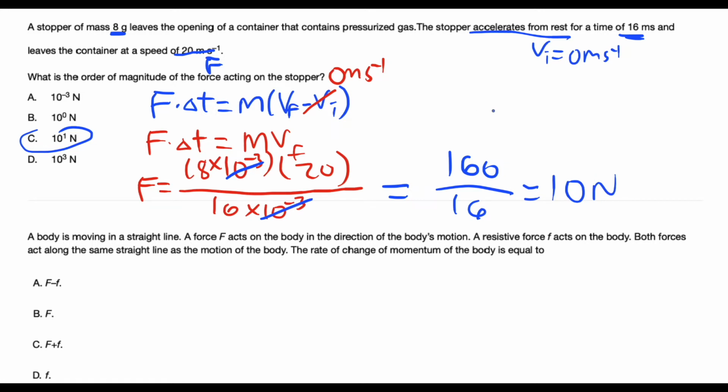So I just want to clarify a little bit. This is the order of magnitude, and this is also equal to the magnitude of the force acting on the stopper. However, if the force is equal to, let's say, 300, then it's going to be equal to 3 times 10 to the second power. Then 10 to the second power will be the order of magnitude.